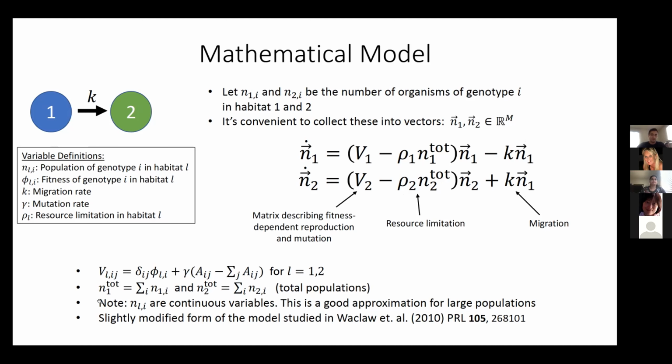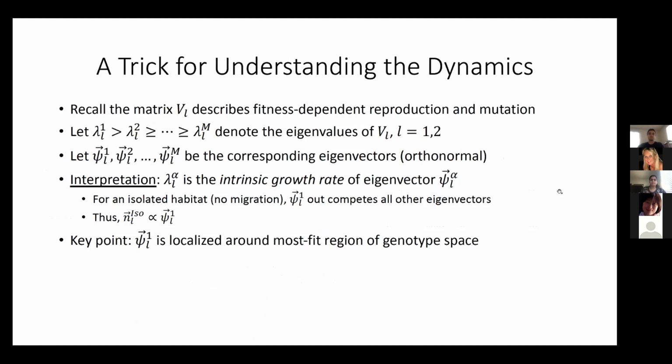One thing to point out is that here these populations are treated as continuous variables, whereas of course in real life they should just be whole numbers. But this is a good approximation for large populations. And this model that I've described here is a slightly modified version of a model studied in this paper by Wang, and our analysis was largely inspired by their approach.